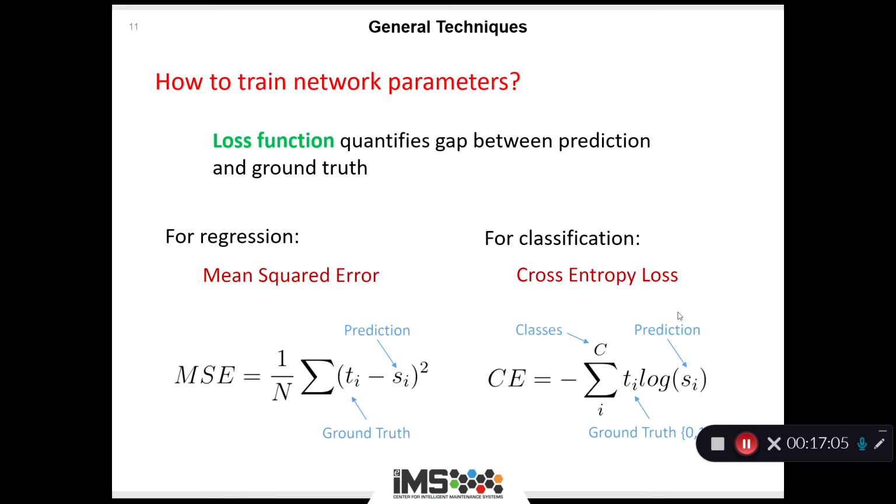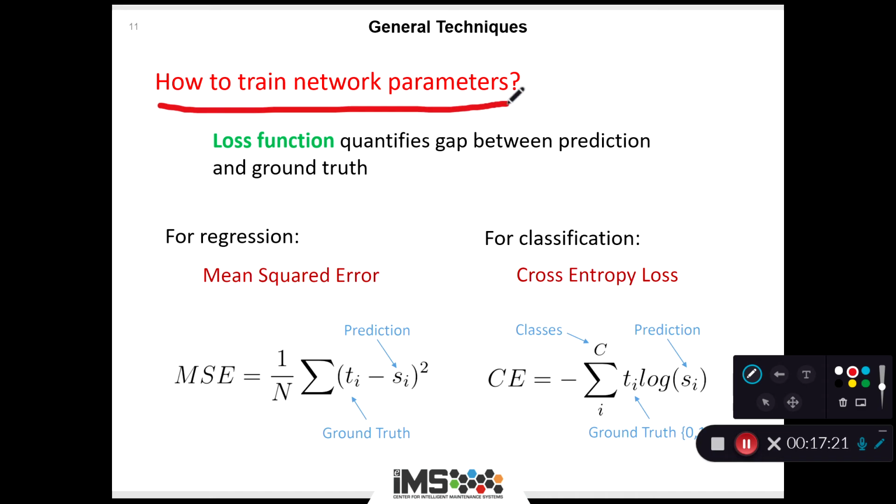And we see there are a lot of parameters in the neural network. We have a lot of weights, a lot of biases. So how can we determine which parameter is the best? That question is, how do we train our network parameters? So that's how we introduce a term called the loss function. Loss function is very important. It quantifies the gap between the predictions and the ground truth. That is what we want our model to do.